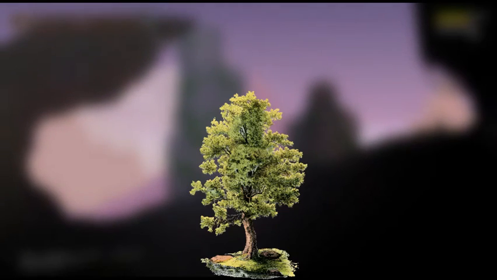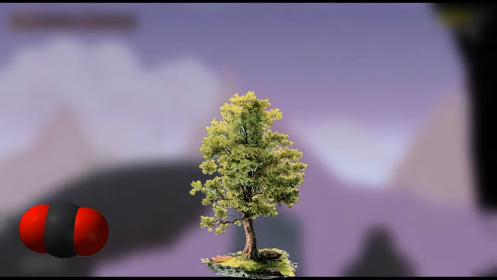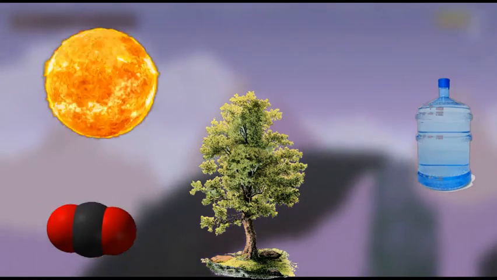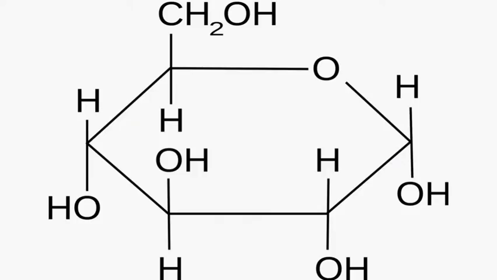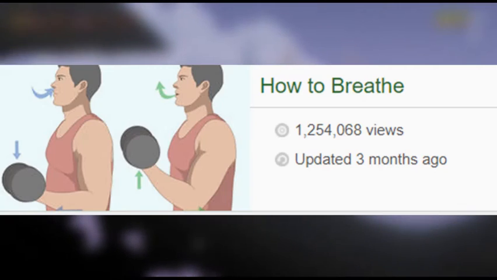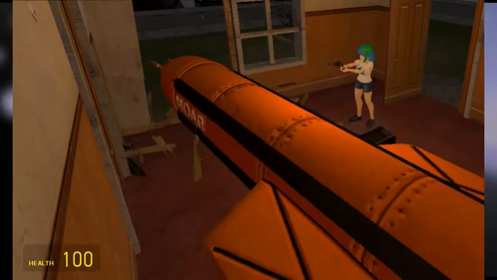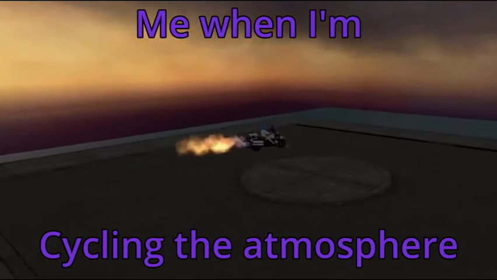So in order for a plant to make energy, you're going to need carbon dioxide, water, and sunlight. That will create the plant's energy, which is also known as glucose. And obviously that also creates oxygen, which lets us breathe and allows us to create more carbon dioxide and basically just cycles the atmosphere.